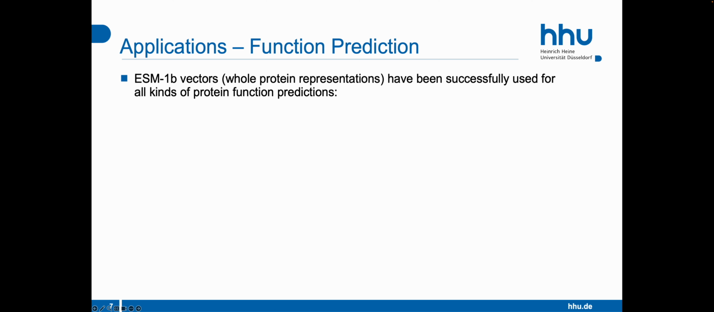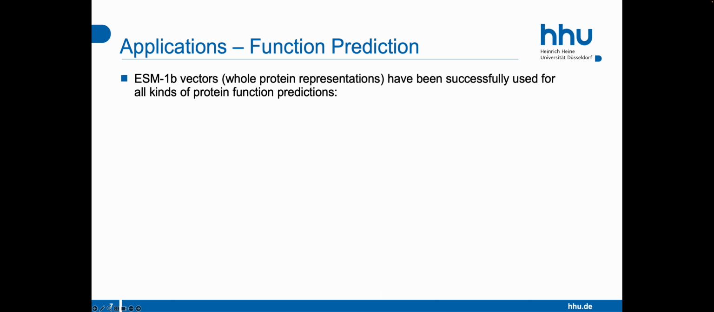On the previous slide, we have seen that the ESM1B model generates representations that store structural information. But how about the function? Can we use the learned representations to predict the functions of proteins? Since we already know that protein structure determines the function of a protein, it is likely that we can do this. And indeed, ESM1B vectors have been used successfully for a wide variety of different protein prediction tasks.